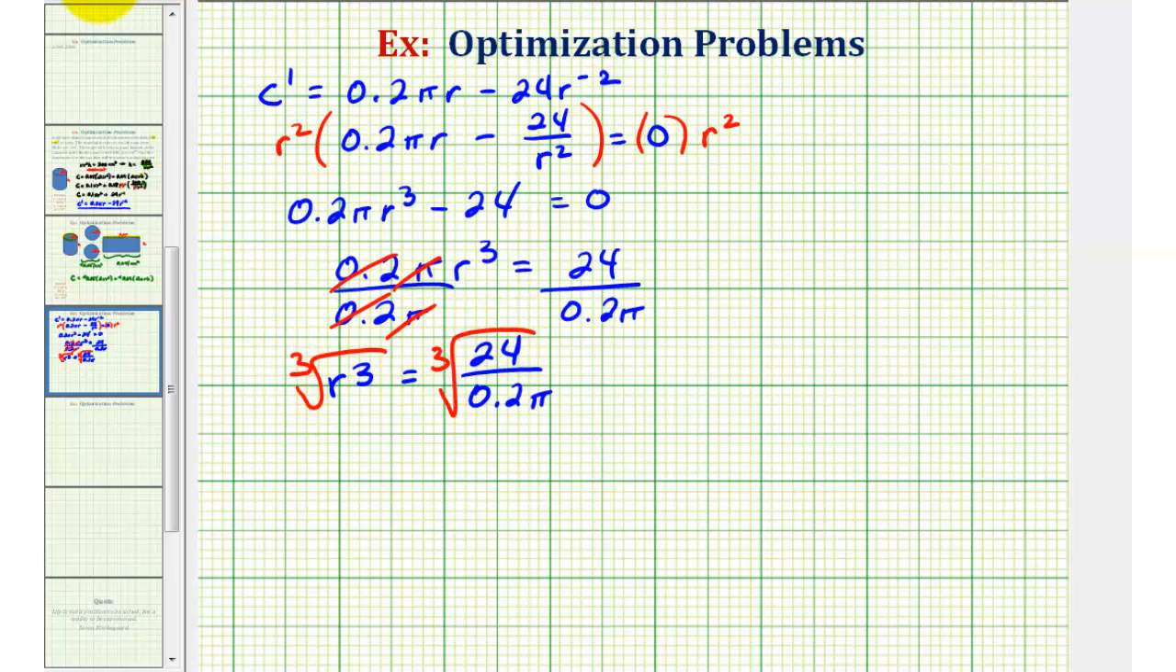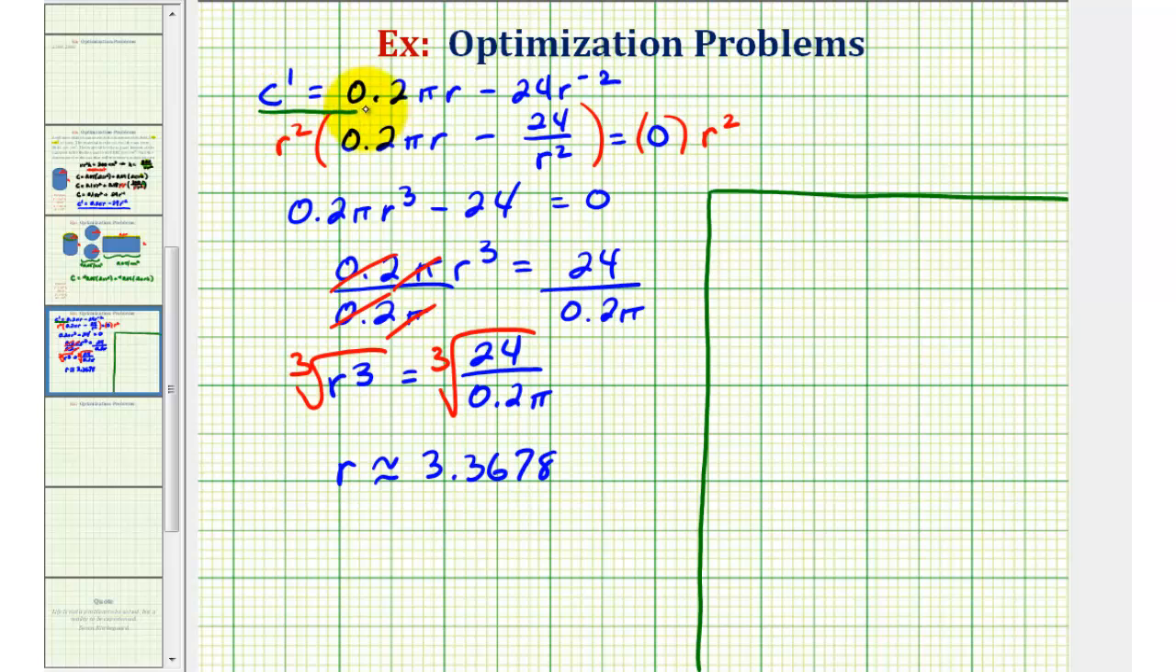To save some time, I've already determined this value. We have r is approximately equal to 3.3678. Now because we only have one critical number, we probably would be okay by assuming this value of r is going to minimize the production cost. But just to be sure, we should use either the first or second derivative test to make sure we do have a minimum value at this value of r. Let's use the second derivative test.